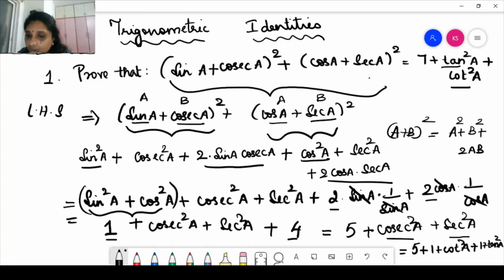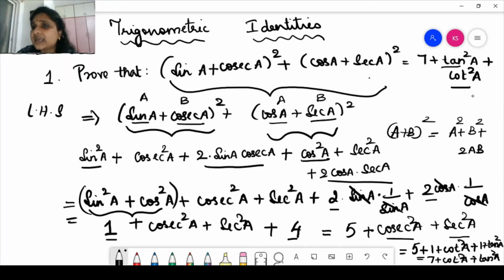Now you know that like terms can be added. The cot square A and tan square A are basically your trigonometric ratios. They're variables. They have A and A, so there's no like term. You can't add them up, but you can add the constants. 5 plus 2 is 7. So you have 7 plus cot square A plus tan square A. That is what you have on the right hand side.